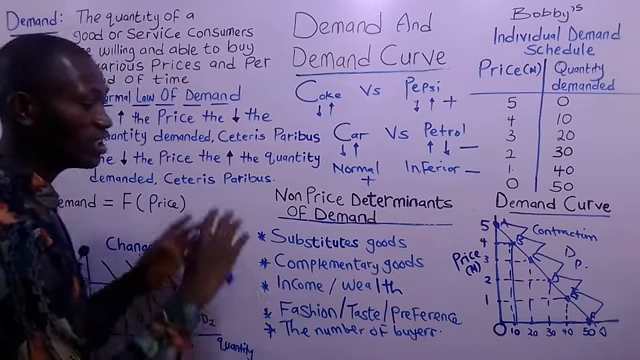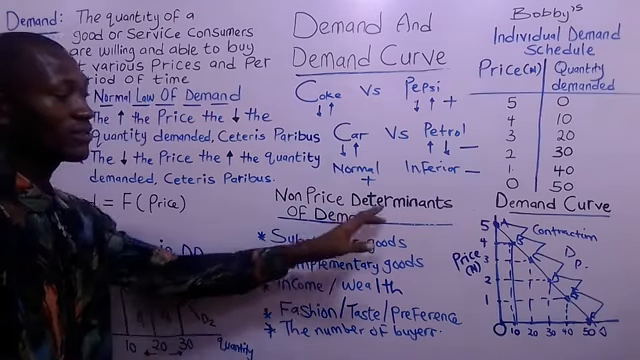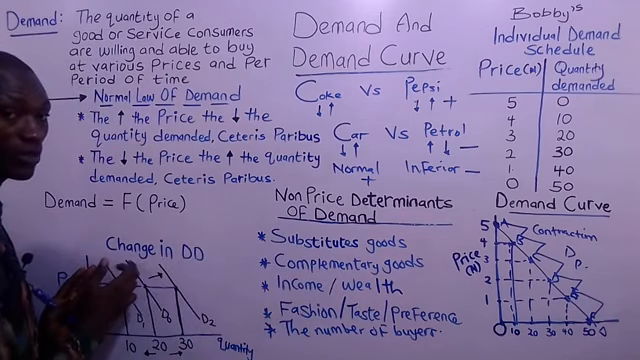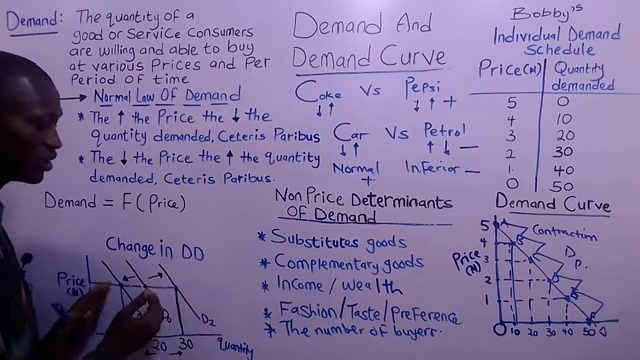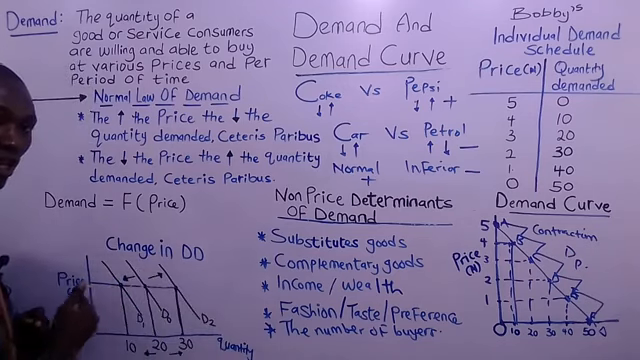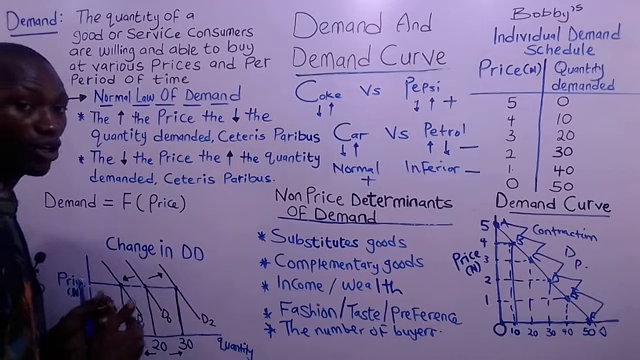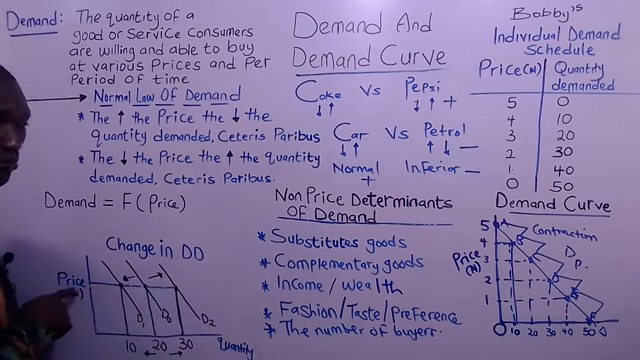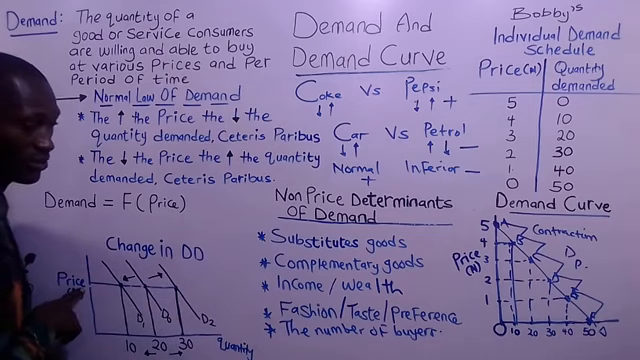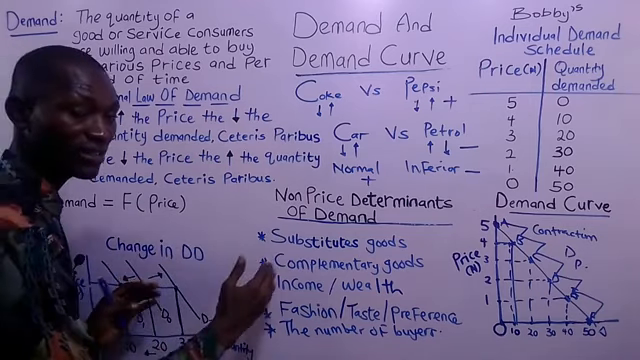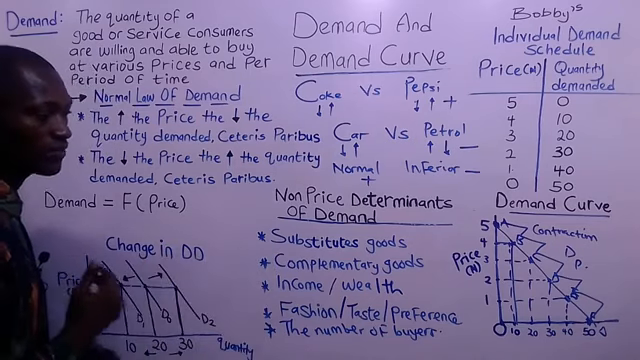So, in summary, non-price determinants of demand will lead to a change in demand, which will lead to an outward shift or leftward shift in the demand curves. So, they are independent of the price of the commodity in question. So when any of them occurs, the demand curve will shift either to the right or to the left.